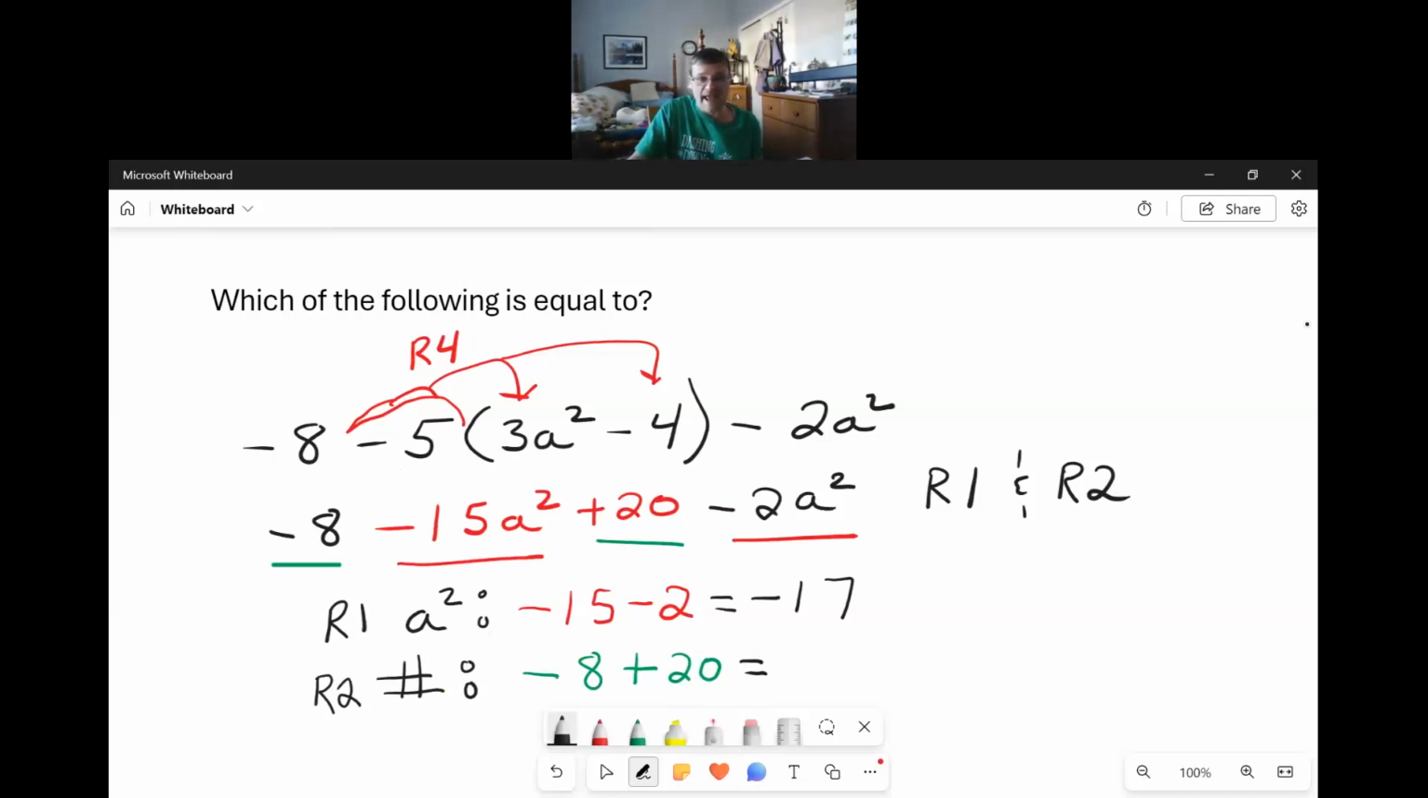So -17a to the second power. And -8 plus 20, you got to do the subtraction. So 20 minus 8 is 12. Keep the sign from the larger integer. It's off to 20. We're all good. -17a squared plus 12. And that's our final answer.